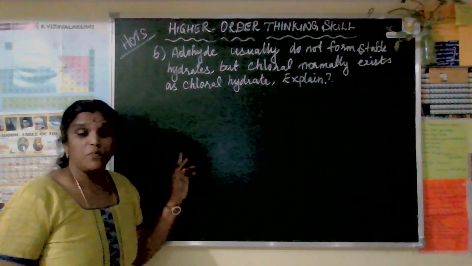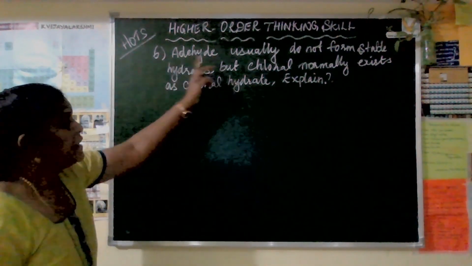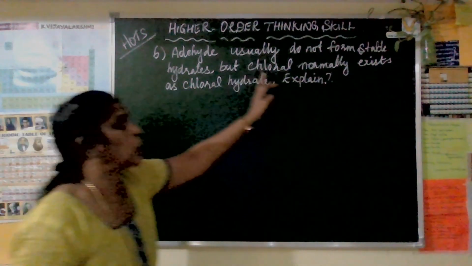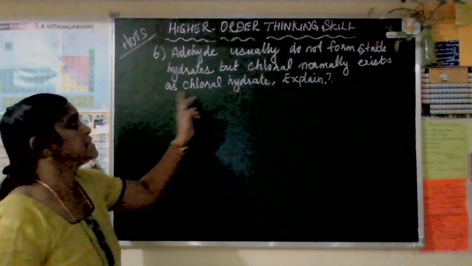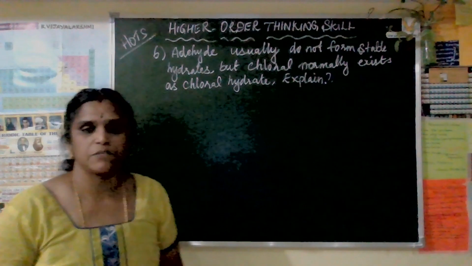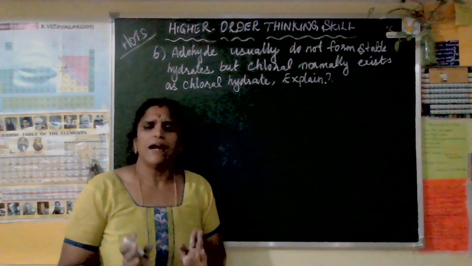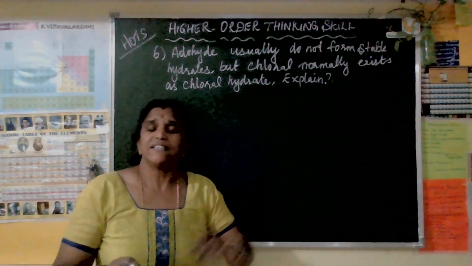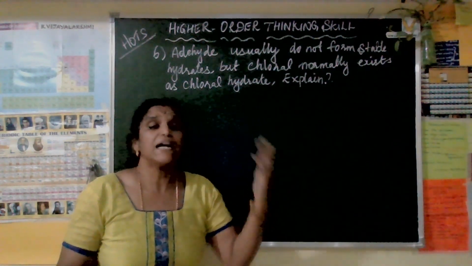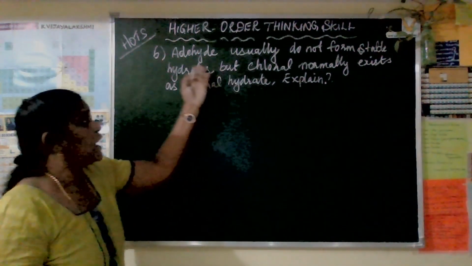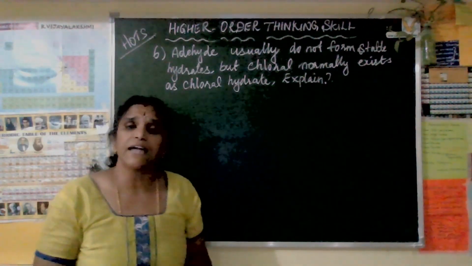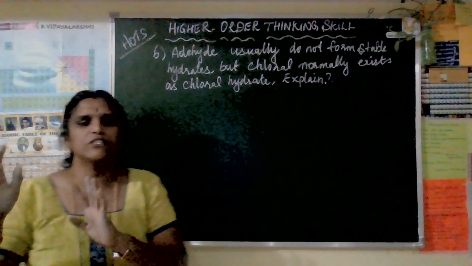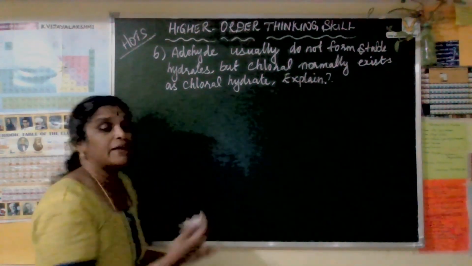The next one, one more interesting question. Aldehydes usually do not form stable hydrates, but chloral normally exists as chloral hydrate. Explain. Generally, an aldehyde reacts with water in a reversible reaction. The product is actually unstable. The hydrates of aldehydes are actually unstable, so the equilibrium shifts backwards to the original reactant only.